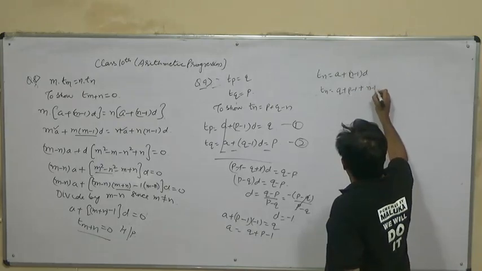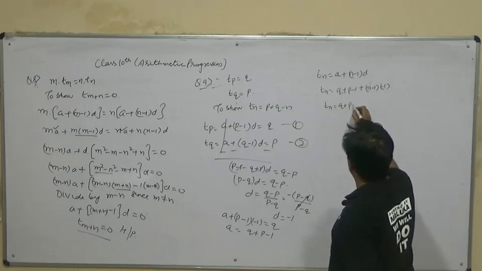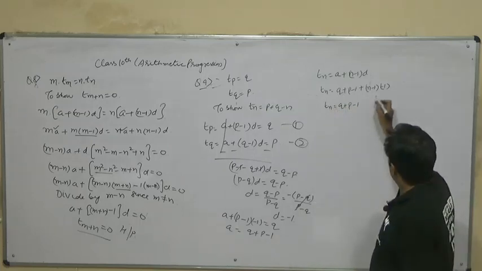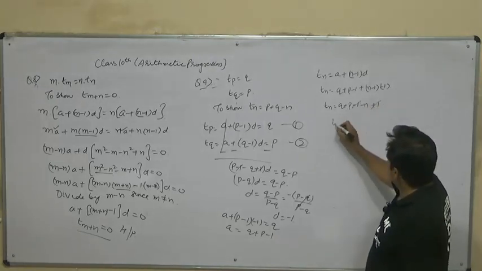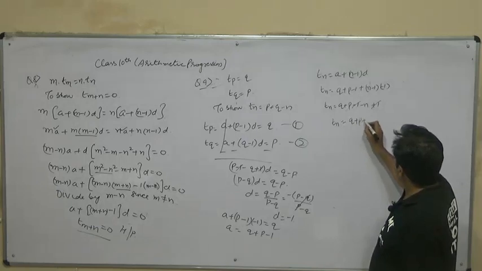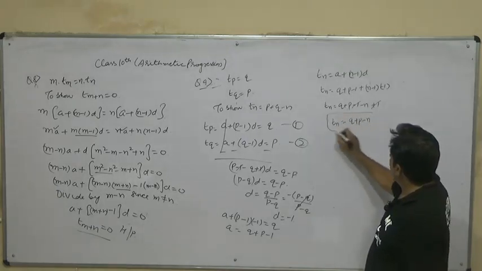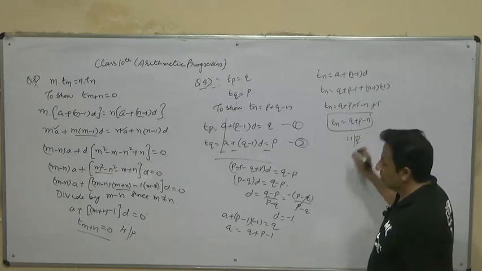plus n minus 1. What is d here? Minus 1. So what do we get here? Q plus p minus 1 minus n plus 1. So these two cancel out. Tn is equal to q plus p minus n. So this we wanted to prove. Hence proved.